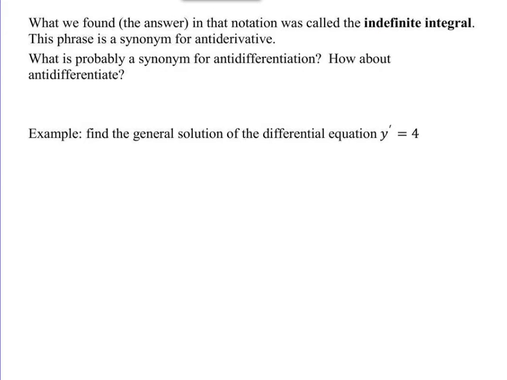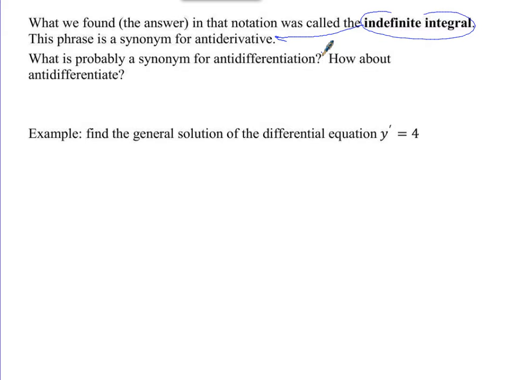Okay, what we just found, the answer in that notation, was called the indefinite integral. We've been calling it the antiderivative. The indefinite integral is a synonym for antiderivative. They are the same thing. So if you see antiderivative, or if you see indefinite integral, we're doing exactly the same thing.